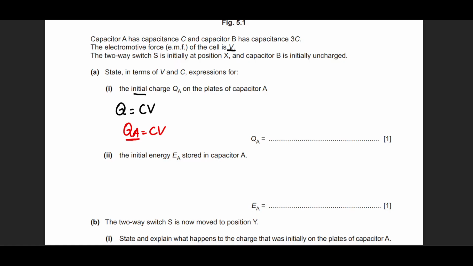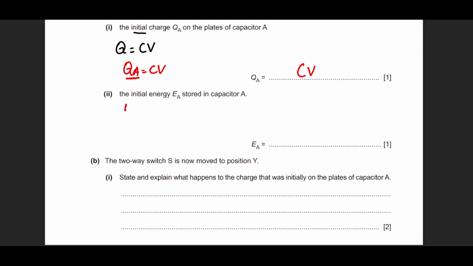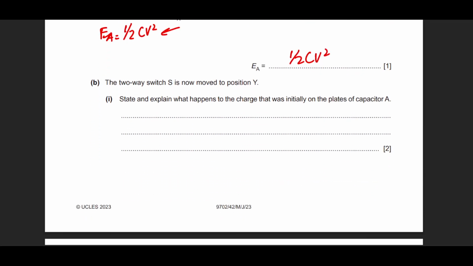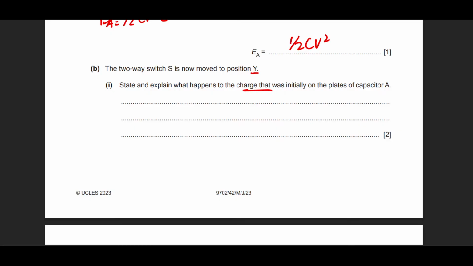Now, please notice that this QA will help us later, so you have to make sure that you do write down this as QA. The initial energy EA, and we know that this is half CV square. This will be EA. So this comes out as half CV square. This is just a standard formula for capacitor energy. It says the two-way switch is now moved to position Y. Okay, fine. State and explain what happens to the charge that initially was on capacitor A. So it'll start moving.